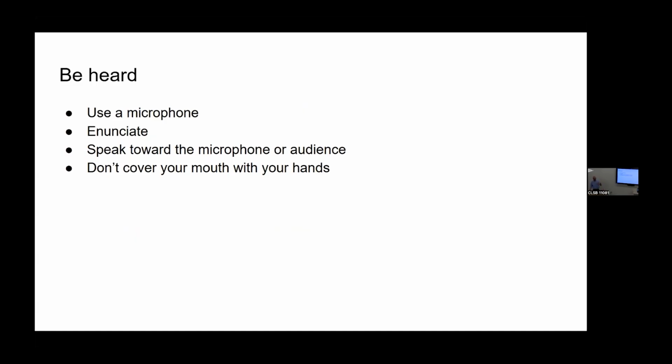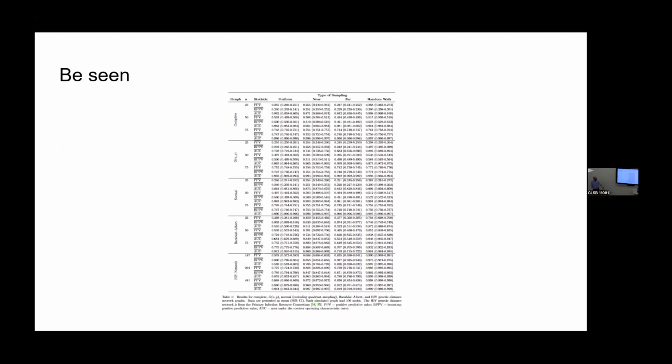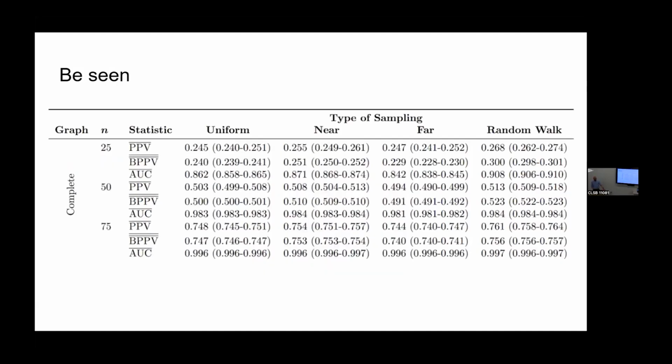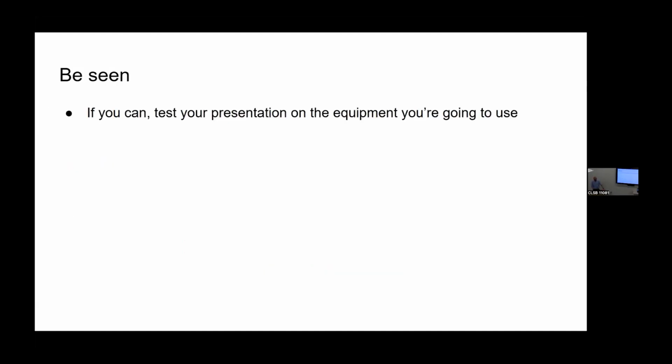Also, like Audrey was saying earlier, if the mic is on the podium, don't wander away from it because then people can't hear you. You want to be seen, don't do something like this. Make sure that the font is large enough for people to read. If you can test your presentation on the equipment you're going to use, I know that's not always possible, but if you can do it, do it. Sit in the audience. Can you see what's on the screen? If not, make changes.